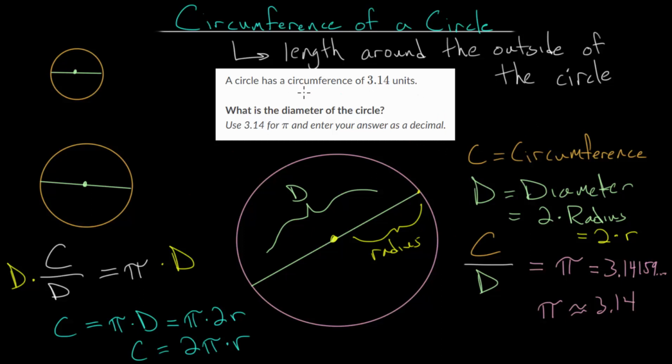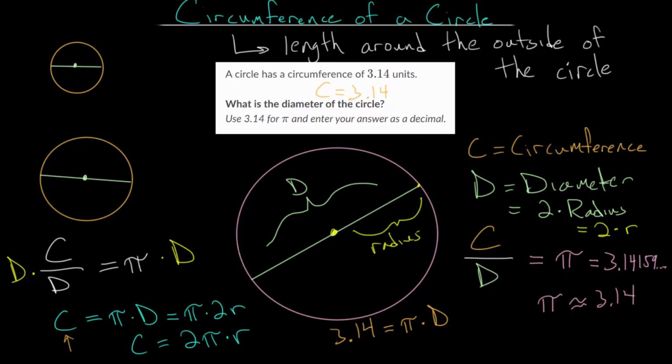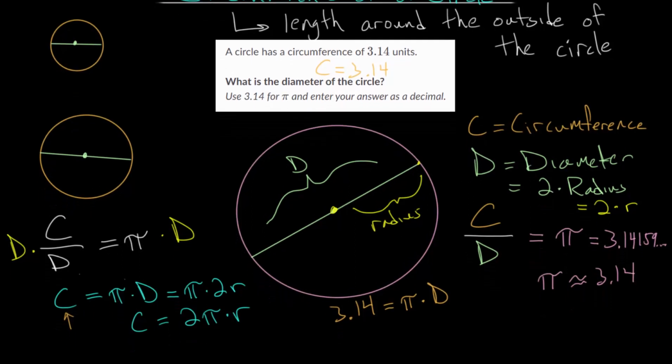In this example problem, we have a circle that has a circumference of 3.14. So in this case, we're told C is 3.14 units, and we need to figure out the diameter. So let's use our formula. We're going to plug in 3.14 for C here and solve the equation for D. So we have 3.14 is equal to pi multiplied by that diameter, and we're going to use 3.14 for pi.